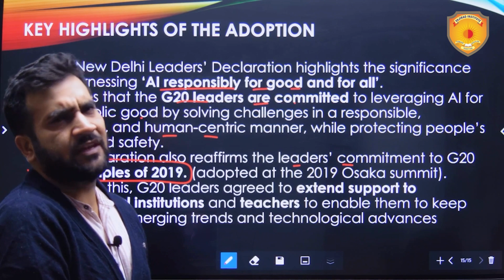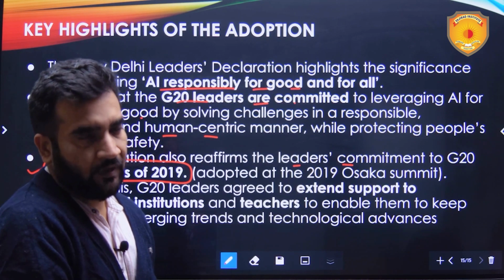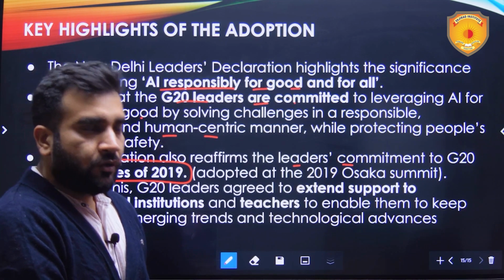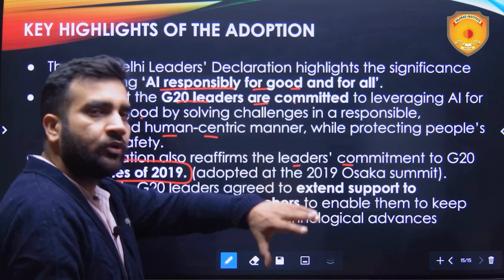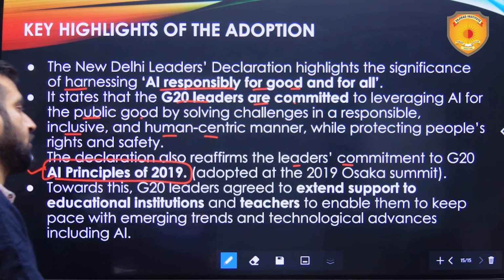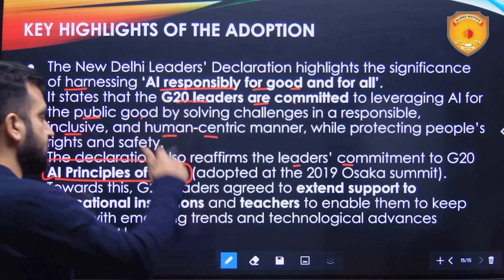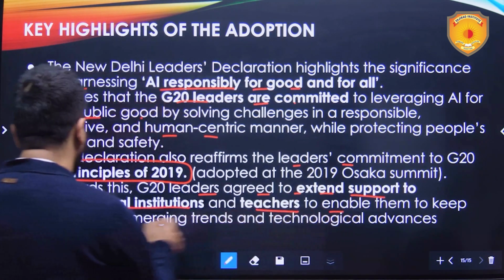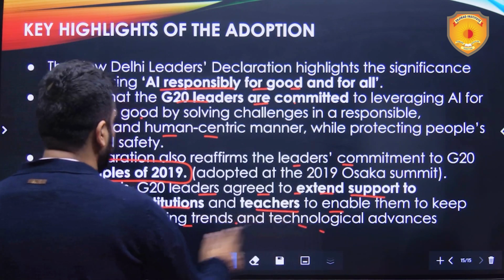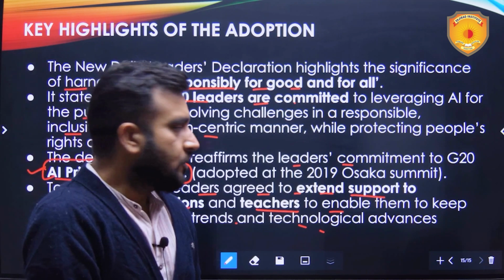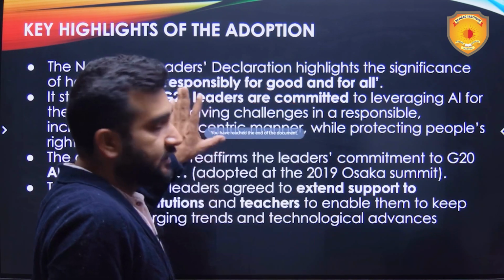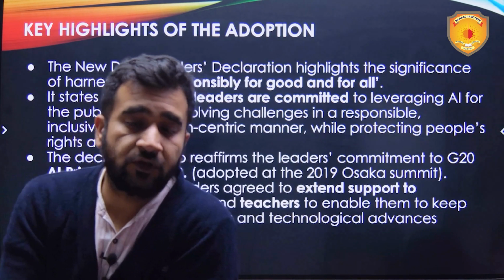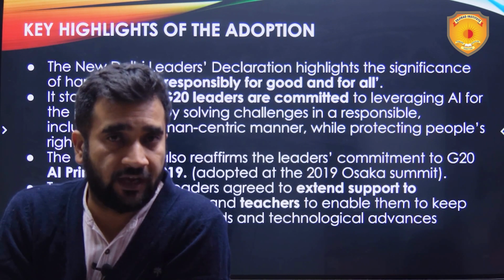And in the very same year, I remember, the OECD, the Organization for Economic Cooperation and Development, also adopted these principles for responsible AI, and from them we took inspiration. And here in the G20 also we adopted this. Towards this, this year the G20 leaders agreed to extend support to educational institutions and teachers to enable them to keep pace with emerging trends and technological advances, including AI. So this is what was decided this year, that we will go for more and more responsible use of AI, which is called responsible AI.